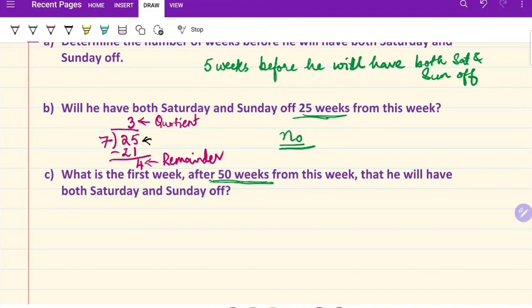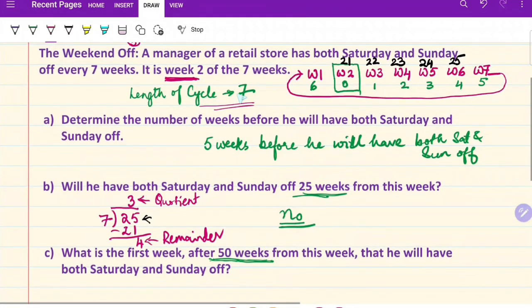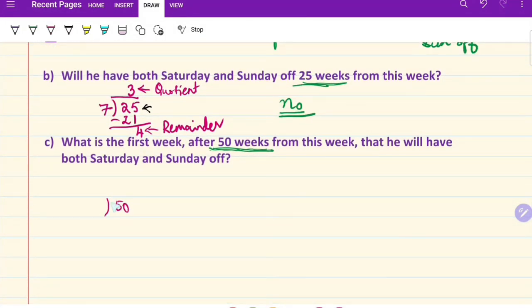So again, we have to perform the modular operation, start with division. Take 50. And what was the length of a cycle? 7, right? So you always divide by the length of your cycle, which is 7. So 7 times 7 is 49. The remainder is 1.